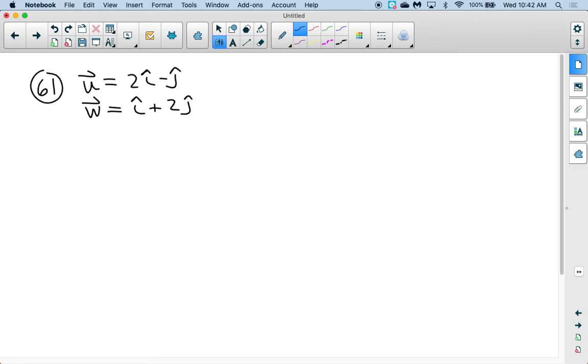Look at 61. Find V is equal to a half times 3U plus W. He wants you to find that, and then sketch the specified vector operations geometrically. All right, anyway, let's find this part first.